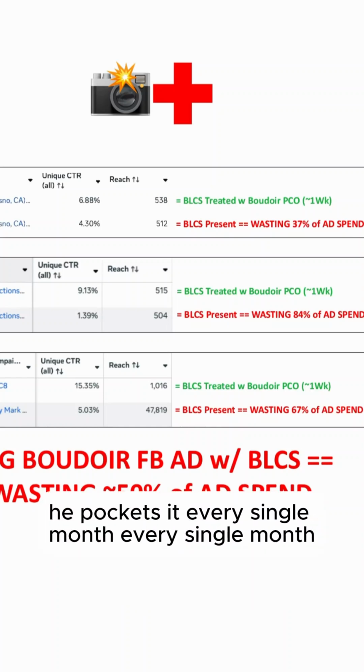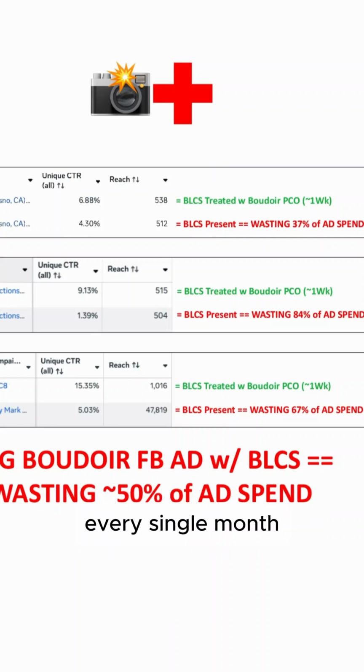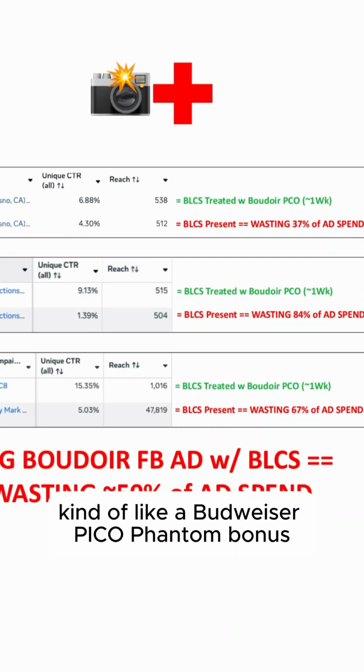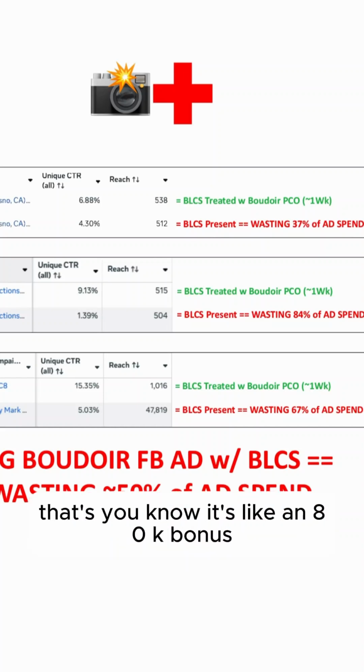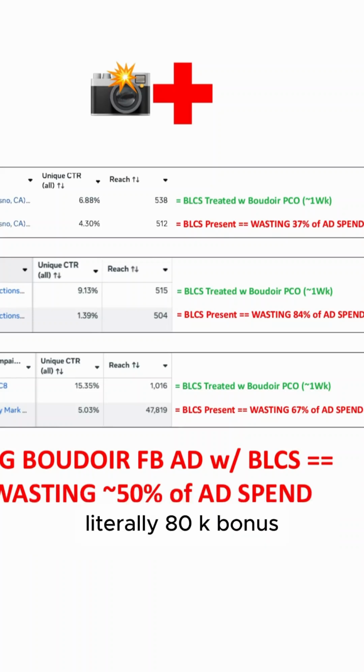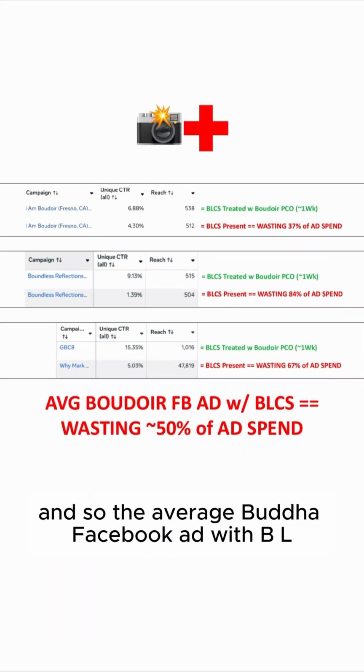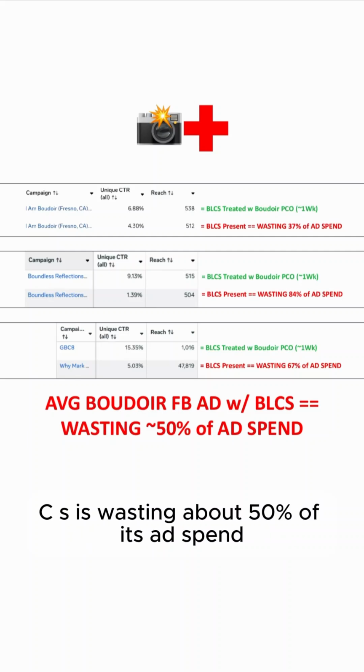He pockets it every single month. Kind of like a Boudoir Pico phantom bonus. And at the end of the year, after 12 months, what's that? It's like an 80K bonus. Literally, 80K bonus. And so the average Boudoir Facebook ad with BLCS is wasting about 50% of its ad spend.